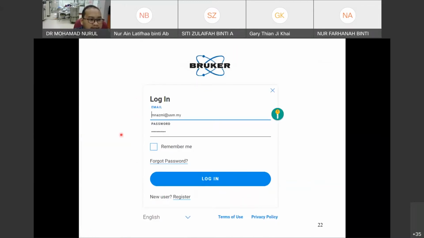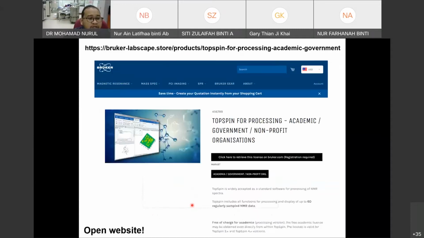So log in. After you register, you log in. If you are not registered, you have to register as a new user. After that, you go to this website, or type in Google "TopSpin for Academia". You have to download and install the software from the website, and also request the license from Bruker. After that, they will give you the key, and you have to install the key in your NMR software.